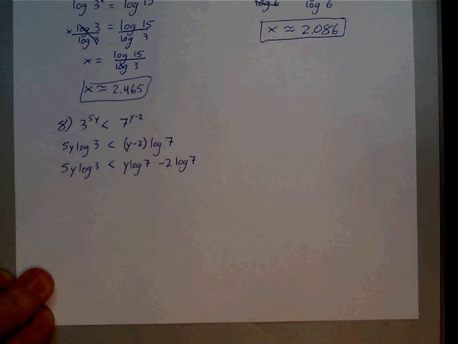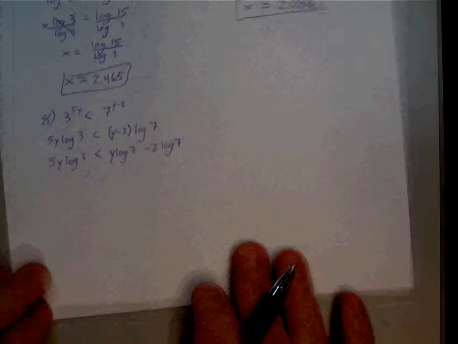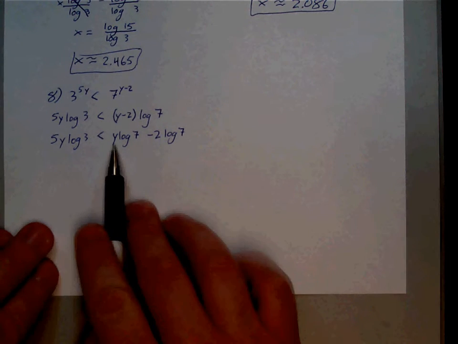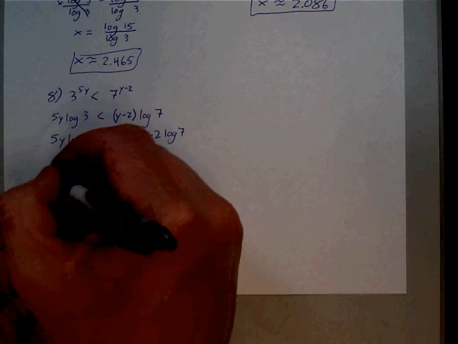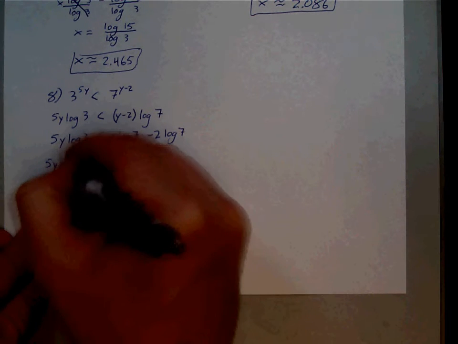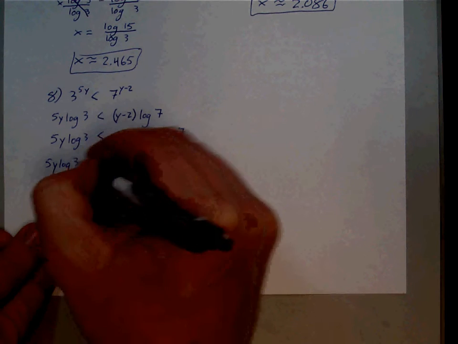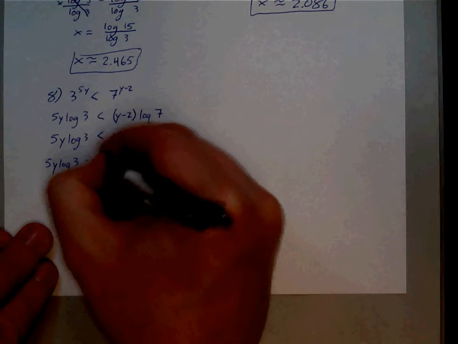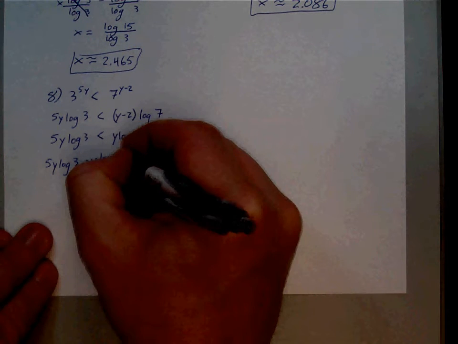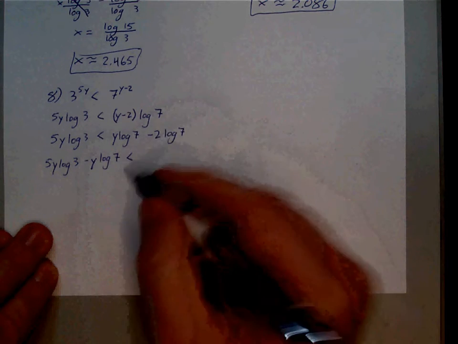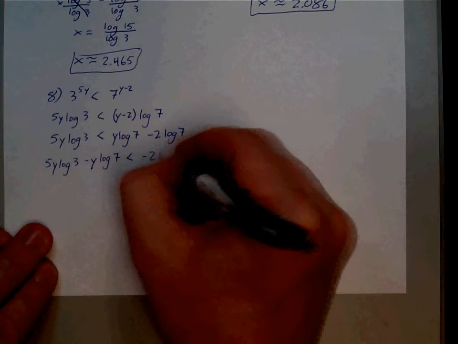My goal in this problem is to solve for y. Right now I have a y on both sides of the inequality, so I need to bring them both to the same side. So I'm going to need to subtract my y log of 7 from both sides. So minus y log of 7. On the other side I'm left with just negative 2 log of 7.